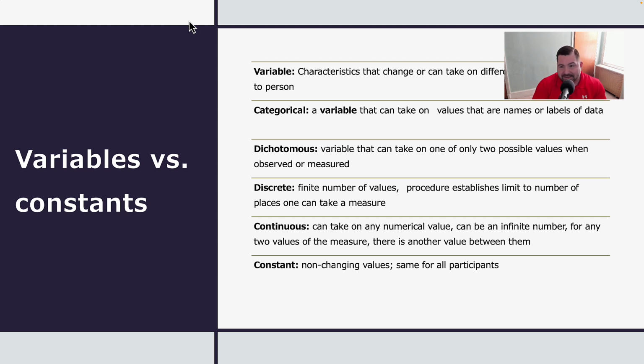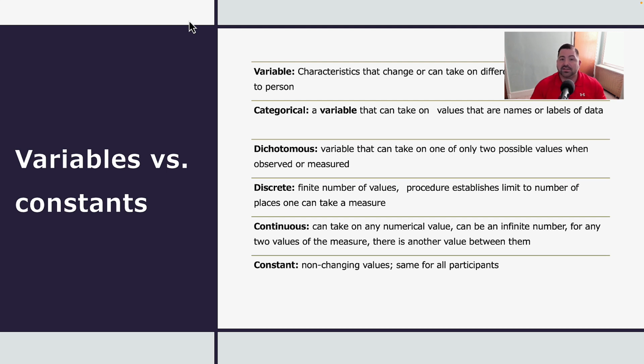Lastly, a constant is anything that is the same for all cases. So if I was to do a research study and I was to say, what is a constant? That is the thing that is consistent regardless of who's in my research study. So in that typical situation, this is what we call a non-changing value.